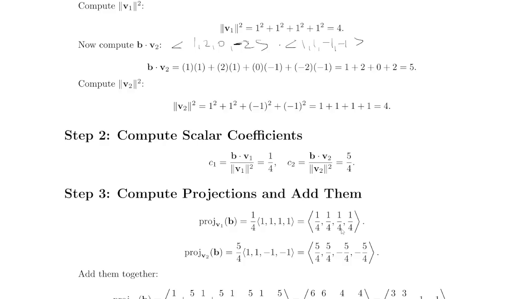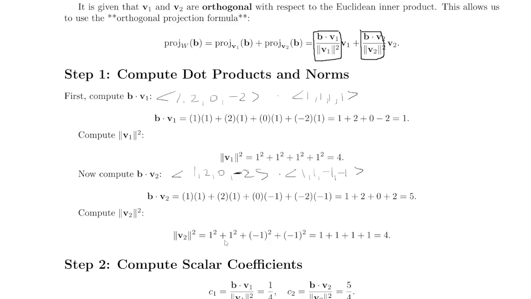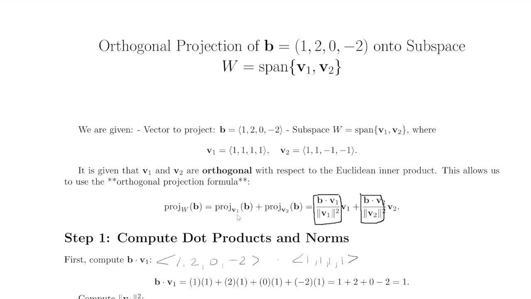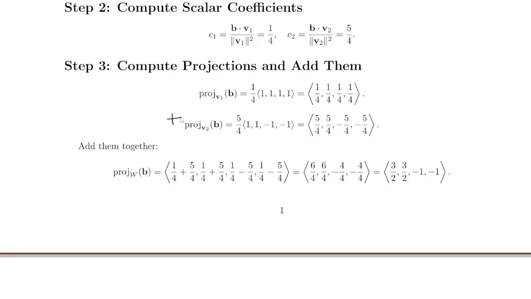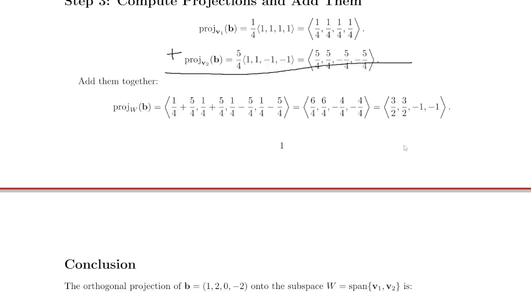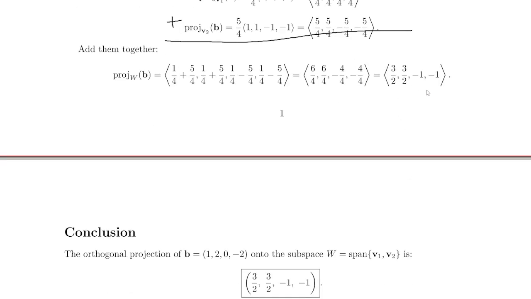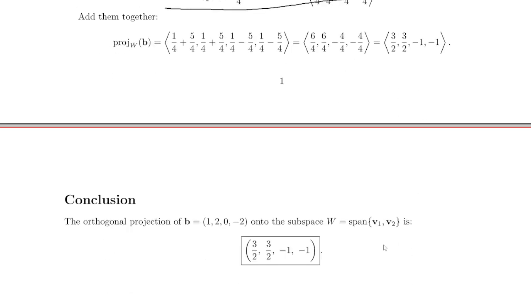And then now we need to add them, because we said the projection was the sum of, if we go up here, the first one and the second one. So the projection of b onto v1 plus the projection of b onto v2. So we'll just add these guys and get 3/2, 3/2, -1, and -1 as the final answer.